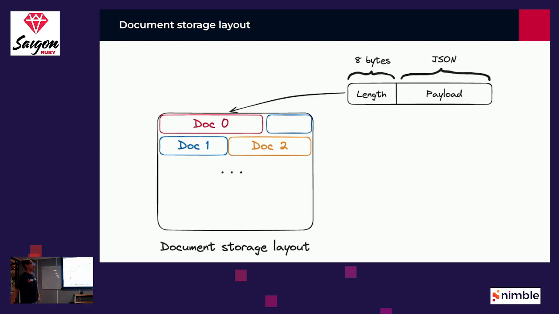Let's think about the layout on disk, because obviously you need to store the data on disk. You need to persist it and retrieve it back somehow, so it needs to stay on disk.